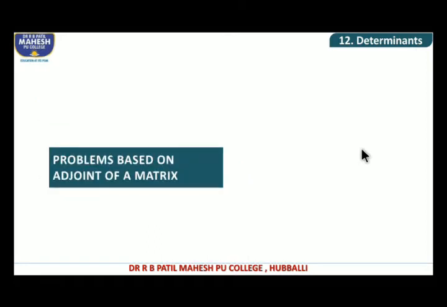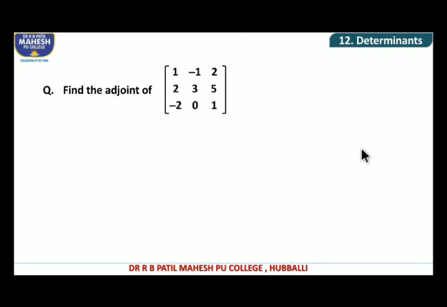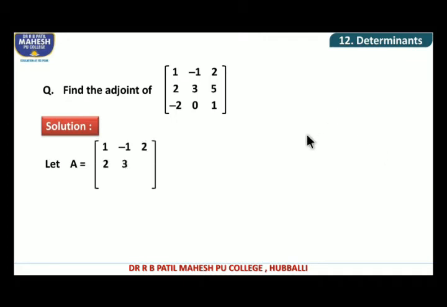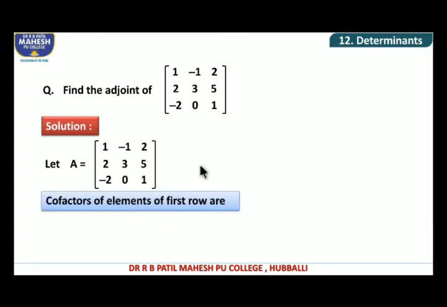Now, a problem based on the adjoint of a matrix. The question: find the adjoint of the matrix 1, minus 1, 2, 2, 3, 5, minus 2, 0, 1. Now it is a square matrix of order 3. So for this one we have to find the cofactors first. Let capital A be the matrix 1, minus 1, 2, 2, 3, 5, minus 2, 0, 1. So for that, first we have to find out the cofactors.